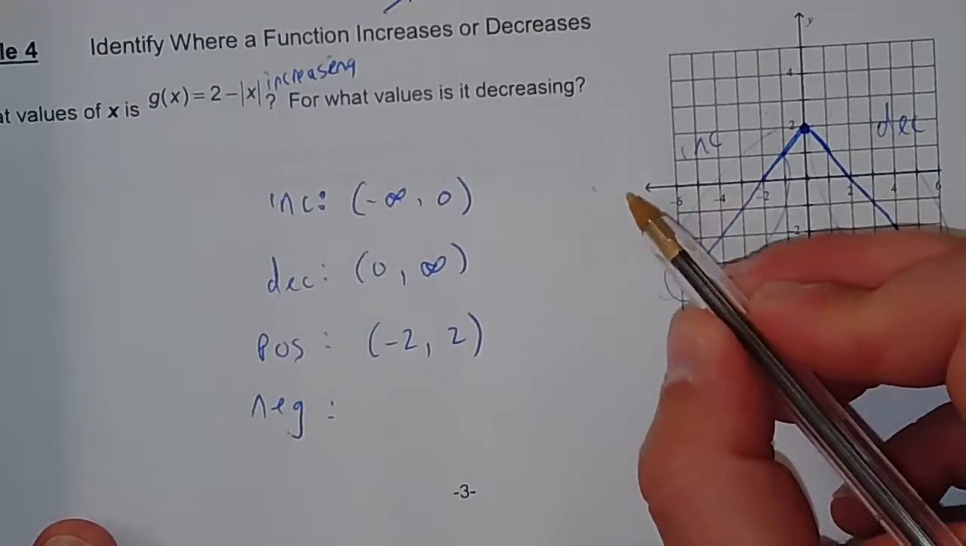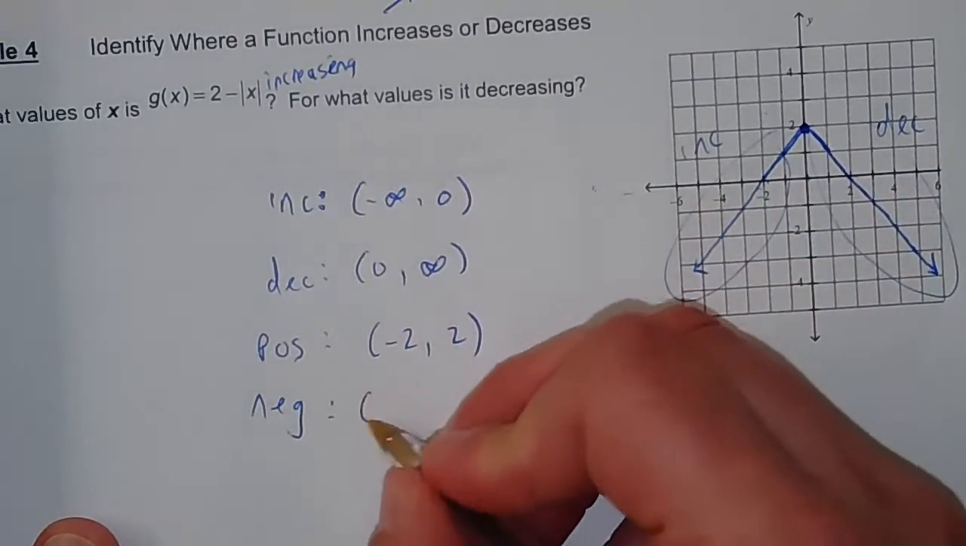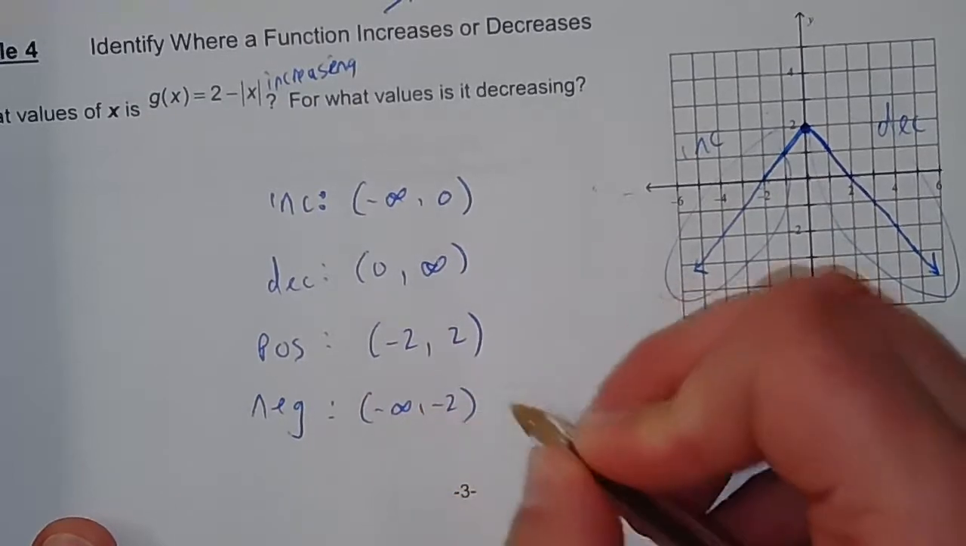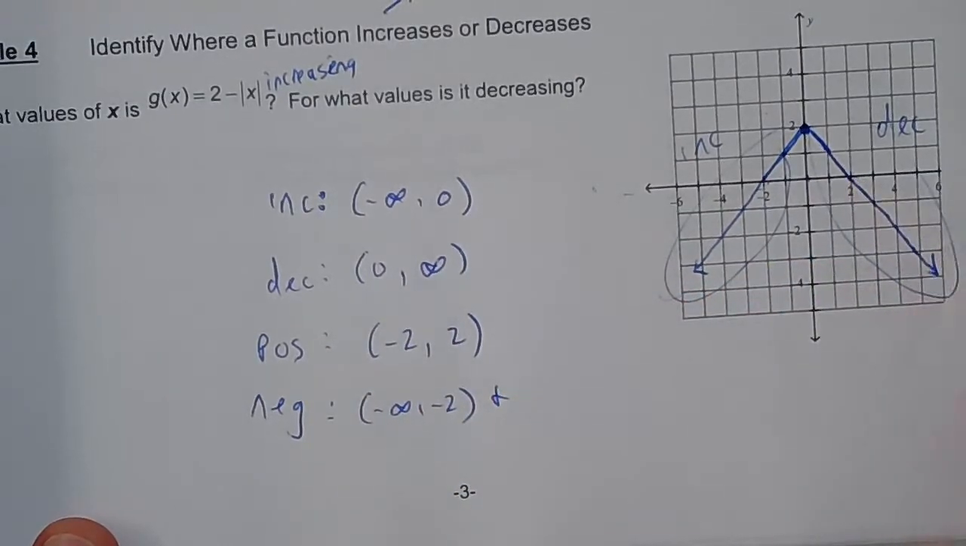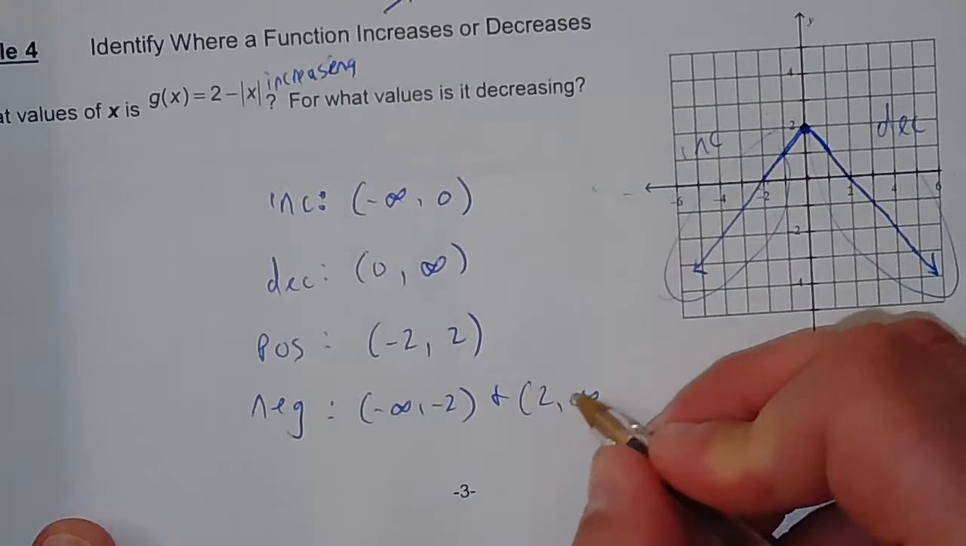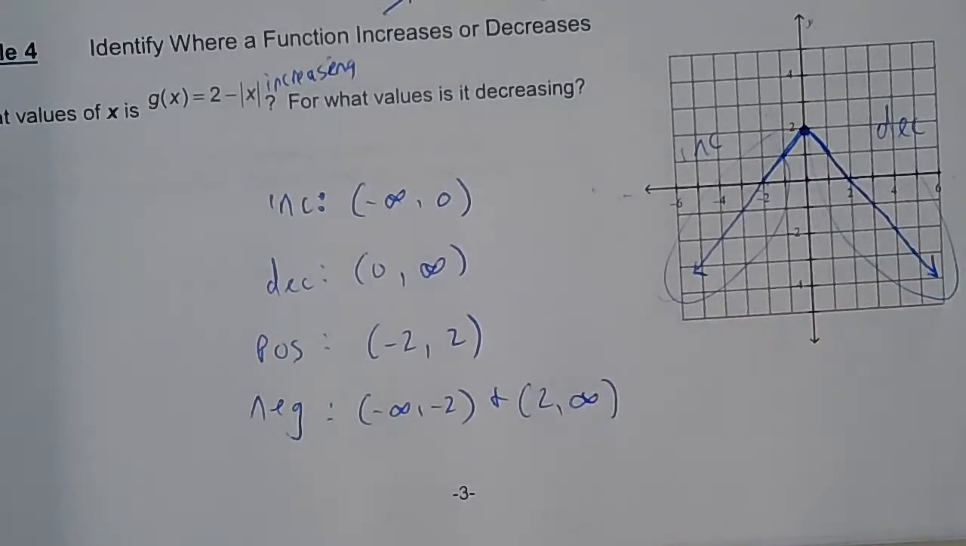So that'd be from negative infinity to negative 2, and 2 onto infinity. So again, I kind of want to do those both on the same graph just so you get an idea that they're not the same thing. Increasing and decreasing is different from positive and negative.